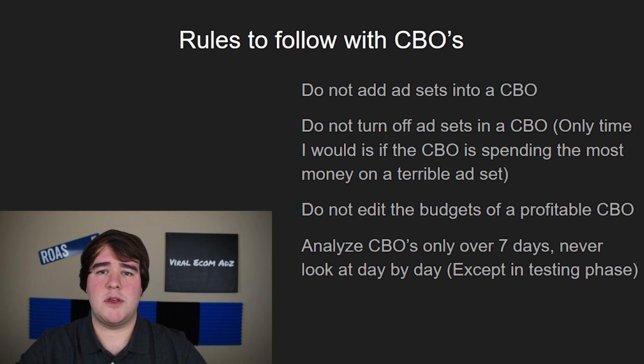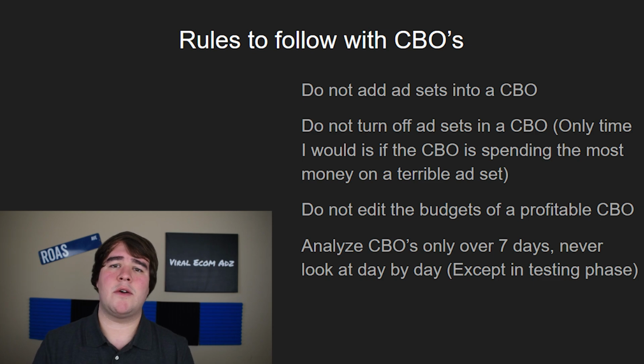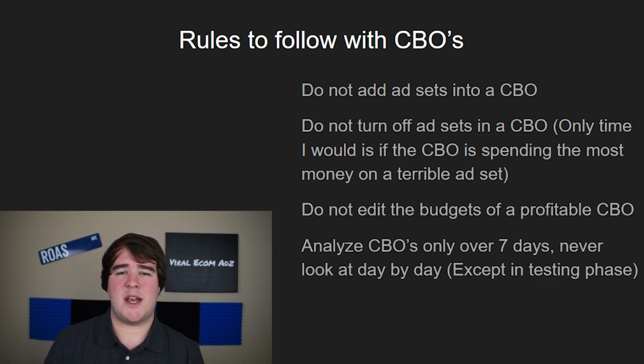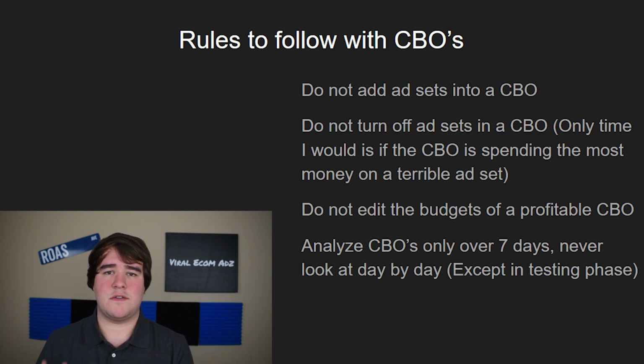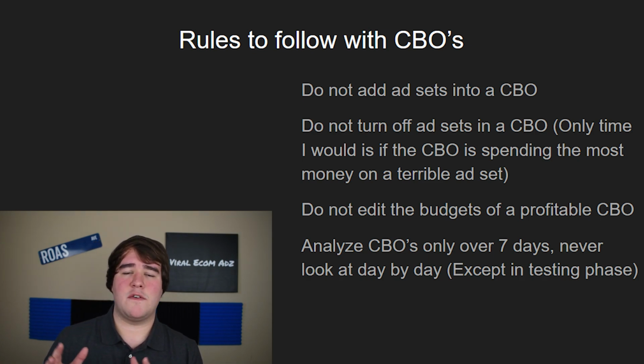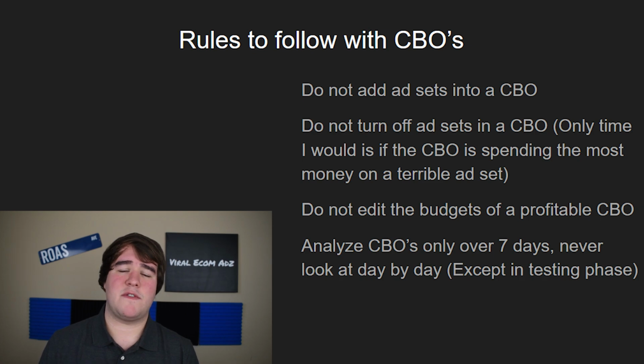Let's say you have a CBO that is profitable on lifetime, it's doing really well, but there's one ad set that's spending the most money and that ad set is just terrible. Let's say all the other ad sets have spent $5 to $15, and then you have this one ad set that has no sales at all and has spent $50. This doesn't happen very often, but if it does, this might be a situation where it's okay to turn off an ad set. Like I said, it's a pretty rare occurrence, but when it does happen, you might be able to make an exception.